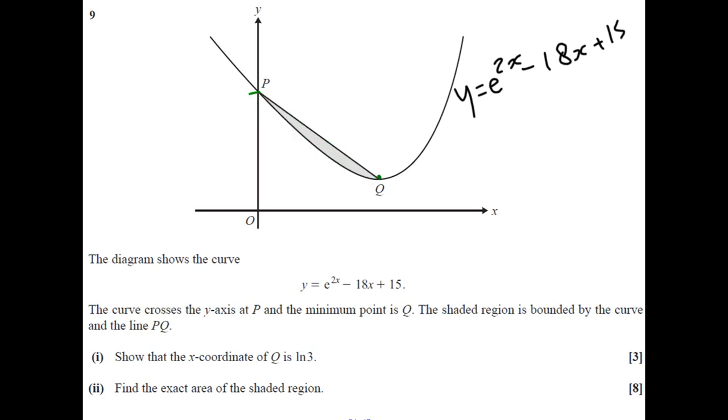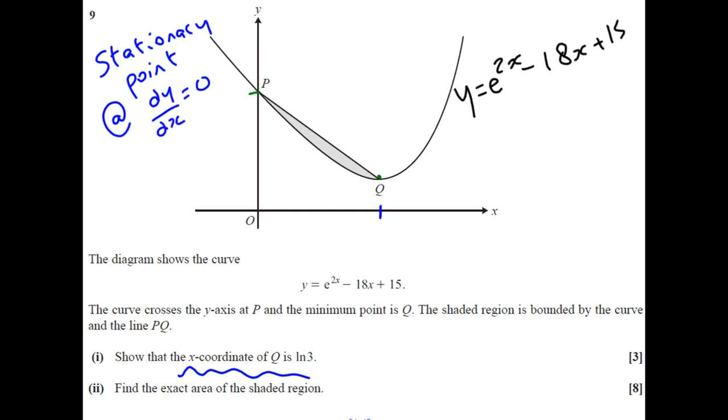Now I'm already thinking in my head what it's going to be asking us to do. It might be nice and split it up for us. Yeah, so it's splitting it into parts. Part I, show that the x-coordinate of Q, which is here, is ln 3. Now we need to know that a minimum point is a stationary point. And a stationary point happens at dy by dx equals 0. So we need to first off find dy by dx by differentiating.